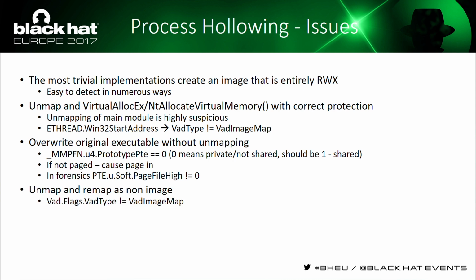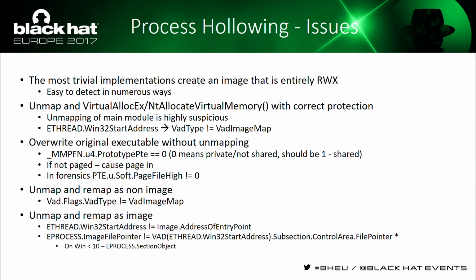If the attacker tries to unmap the executable and then remap as a non-image, then the virtual address descriptor again will not match. The type will not be type image map. And if they do what seems closest to a legitimate process and try to unmap and remap as a normal image, then at this point we can see that the start address is going to be different from the address of entry point of the image that's actually loaded.